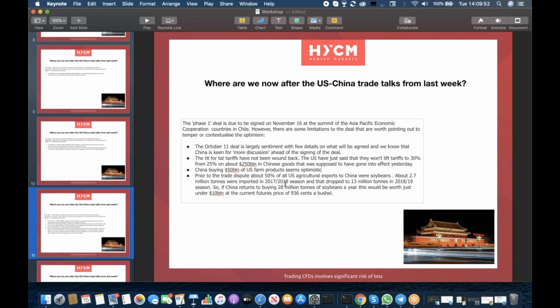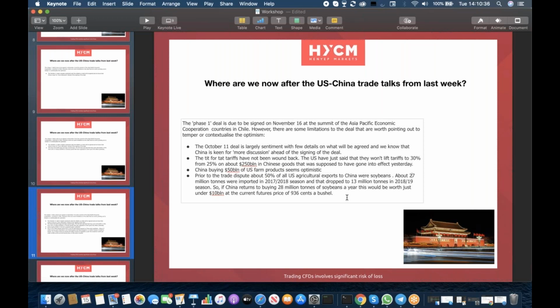In 2017 to 2018, 50% of all farm products in China were soybeans. So 27 million tons were imported in 2017 to 2018, and that dropped to 13 million tons in 2018-19. So it nearly halved with the US-China trade war. That's basically what this is saying. So before the US-China trade war, 27 million tons, that's halved. So if China returns to buying 28 million tons, that will be worth just under $10 billion.